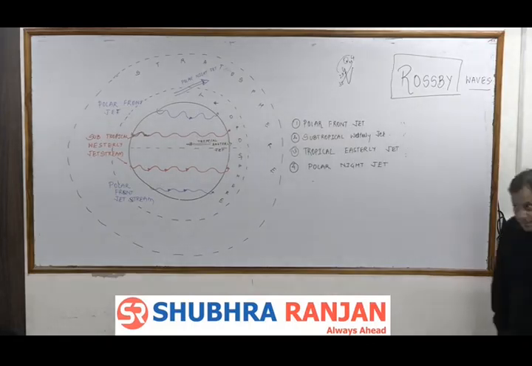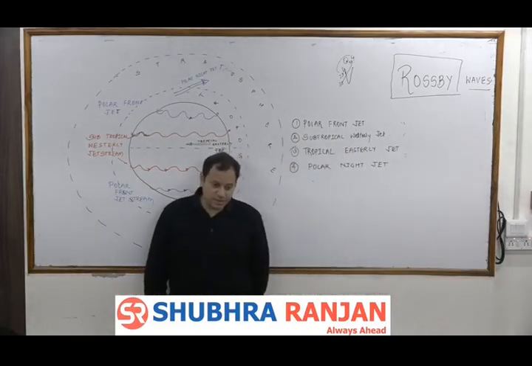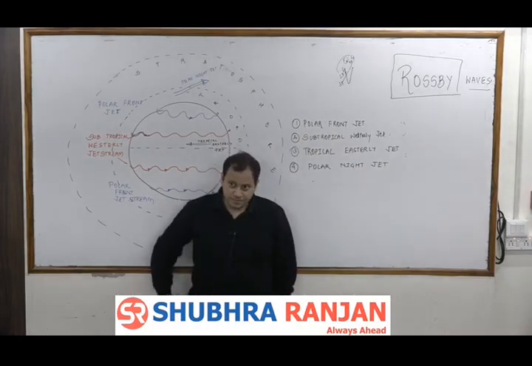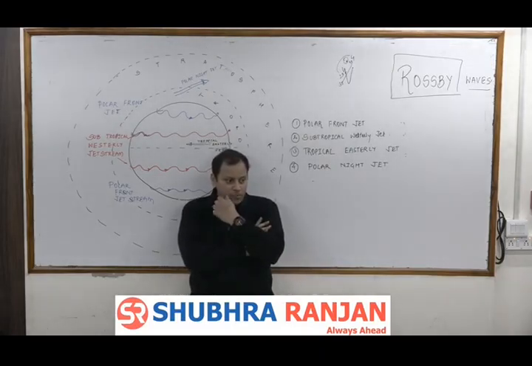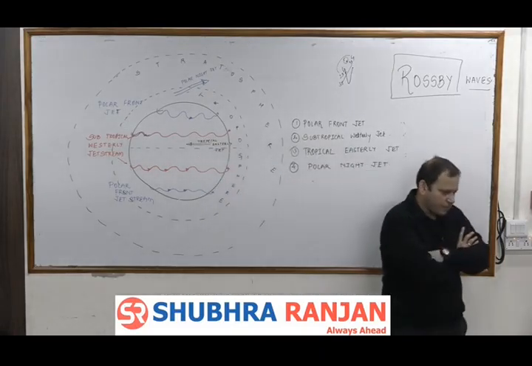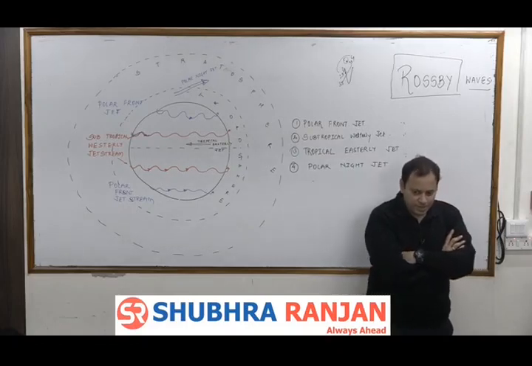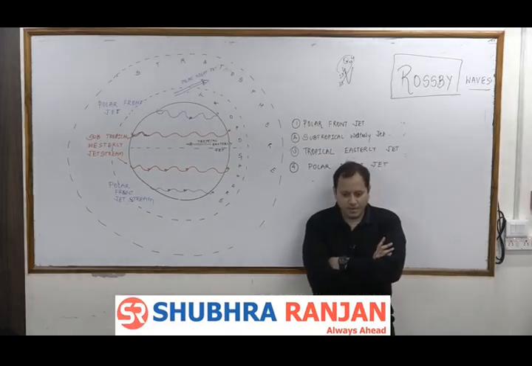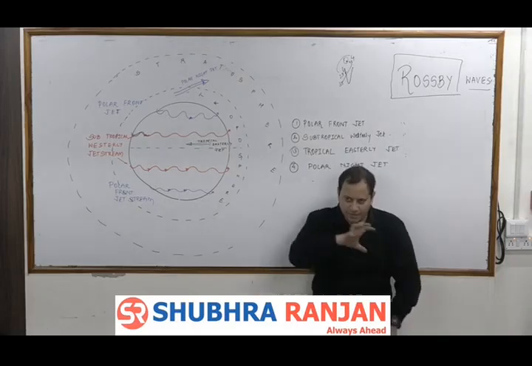This is because strong winds, that is the jet streams, these strong winds modify the wind direction by dragging the winds towards their direction of flow. Understood? They will have pulling effect.